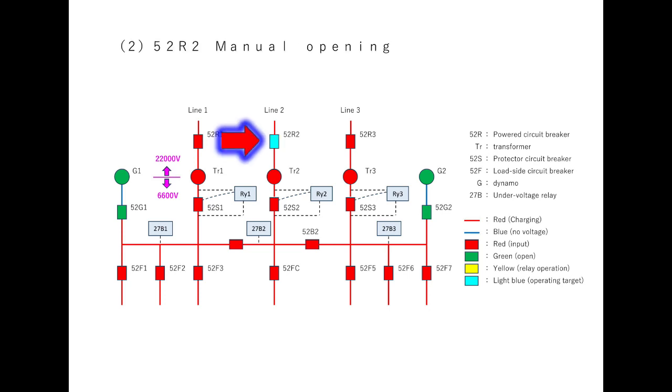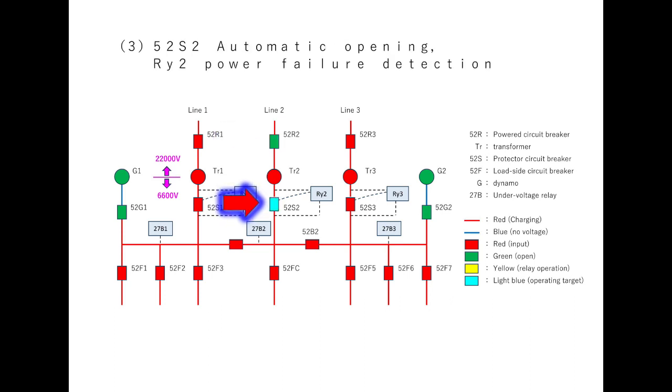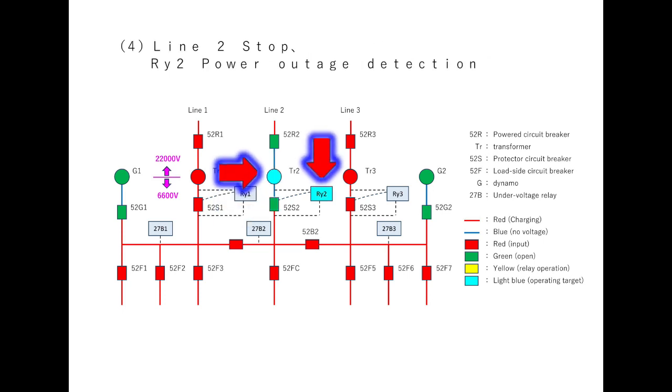Then, first, manually open 52R2. Then, 52S2 has reverse power cutoff characteristics and automatically opens. Now, line 2 will stop, so RY2 will detect a power outage.